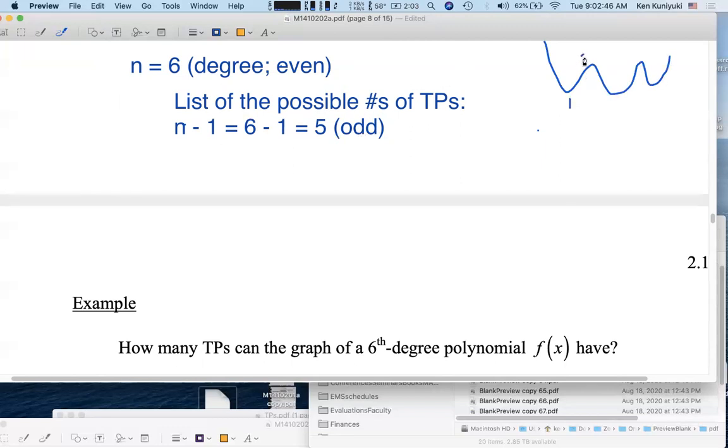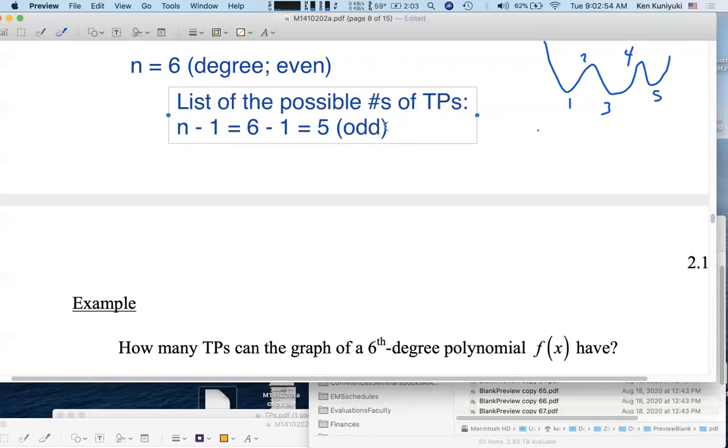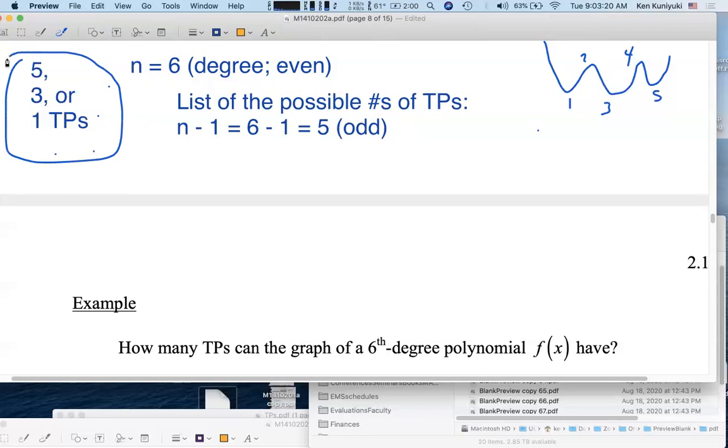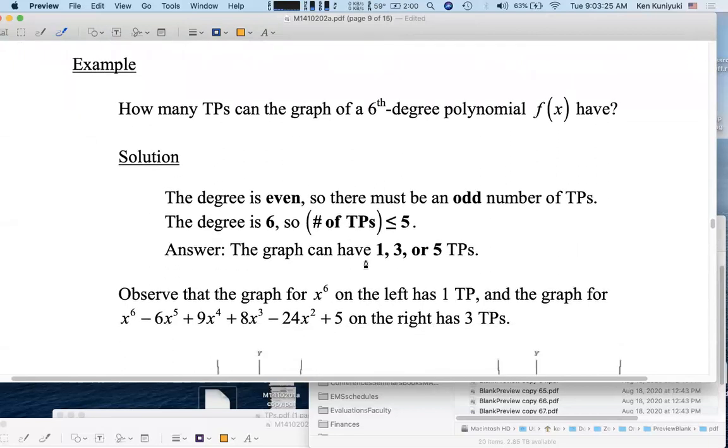Here we have 5 turning points. 1, 2, 3, 4, 5. There's some 6th degree graphs that do this. 5 is the maximum possible, and it's odd, so that's legal, and then you keep counting down. We start with 5, count down by 2s. 5 minus 2 is 3, 3 minus 2 is 1. And we cannot go to negative 1. We cannot have a negative number of turning points. So a 6th degree polynomial graph could have 5 or 3 or 1 turning points. It's got to turn around at least once, otherwise it can't be a 6th degree. So 5, 3, or 1.